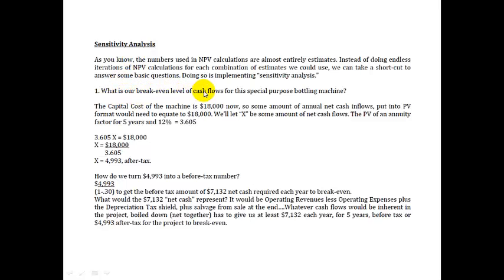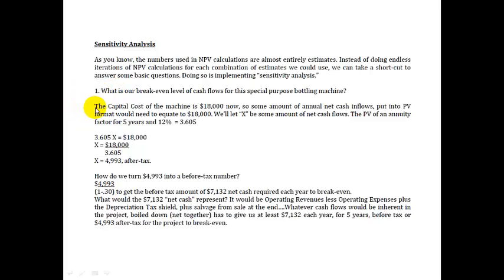Okay, so here's a question we could reasonably ask. What is our break-even level of cash flows for this special purpose bottling machine? Break even. Well, we know that the upfront purchase price of that machine is $18,000. So somehow, something equaling $18,000 would be my break-even level of cash flows. But I have 5 years over which to earn those break-even level of cash flows. So let's see what the ordering or the thought behind this calculation would look like.